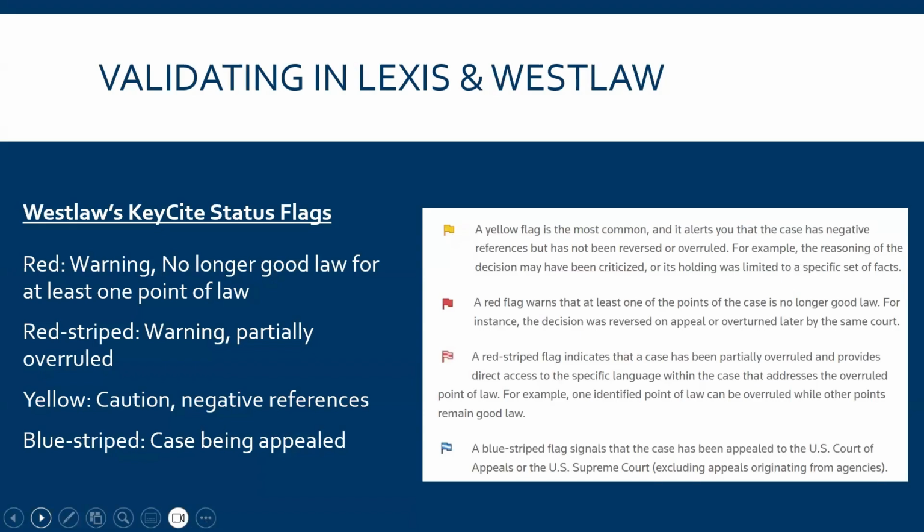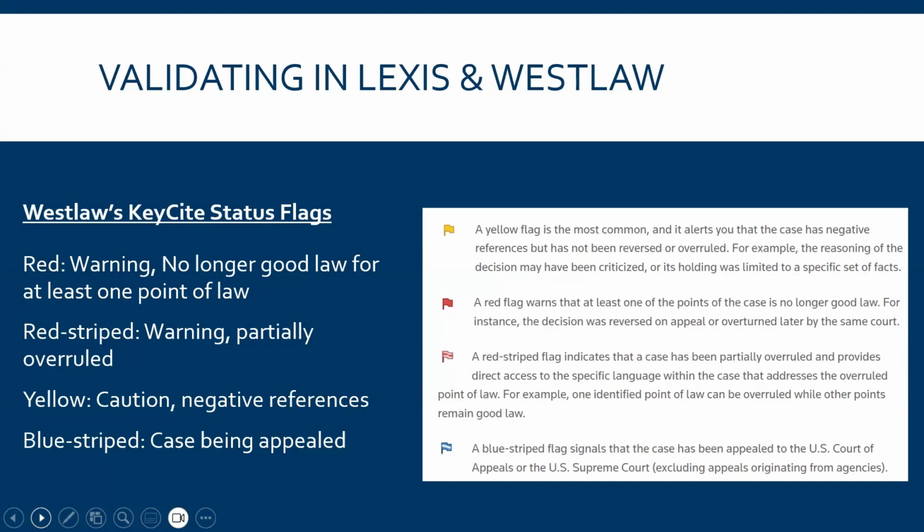In Westlaw, you will see the KeyCite status flags. Red means warning that a case is no longer good for at least one point of law. A red striped flag means warning because it's been partially overruled. A yellow status flag tells us caution. There are negative references, citing references, with this case. A blue striped flag means that the case is being appealed.